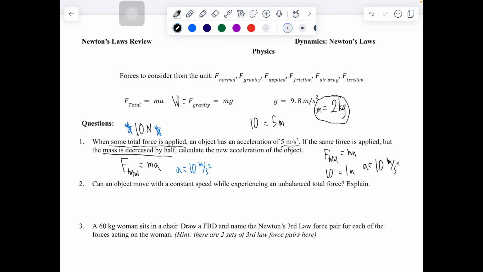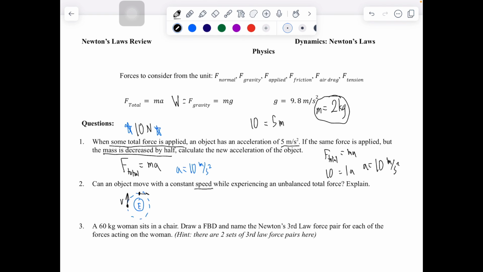Number 2, can an object move with a constant speed while experiencing an unbalanced total force? Yes, it can. Constant speed. This is the key. Speed is just how fast you're moving. Velocity is how fast you're moving and the direction you're moving in. Take the moon. If we draw out, say, here's the Earth, and going in an orbit, roughly a circle, around the Earth is the moon. Well, the moon has a bunch of different velocities. It's at a constant speed, approximately, but the velocity changes direction.